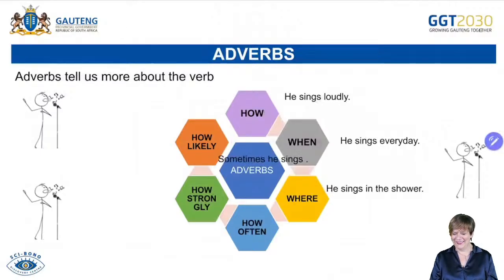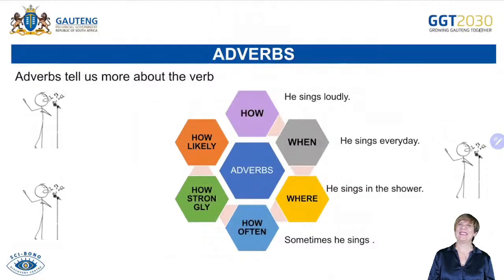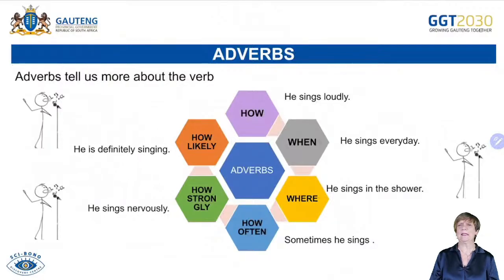How often? Sometimes he sings. Again, the focus is on the singing. That's your verb. And sometimes describes when he's singing or how often he is singing. They've got another two. How strongly? He sings nervously. Again, describing the way he sings. And the last one, he is definitely singing. In other words, how likely is it going to happen?